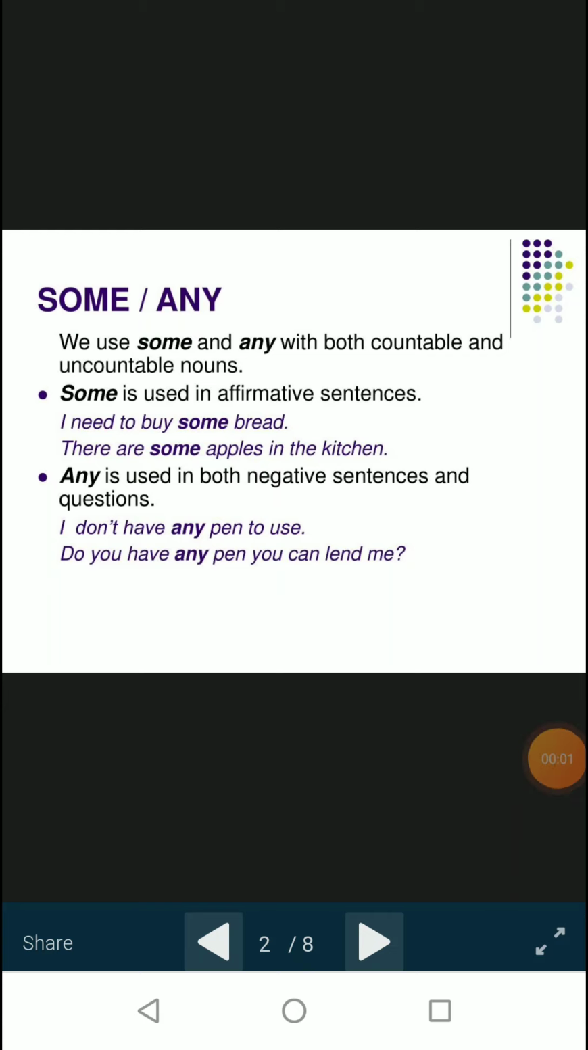Hi everyone. Today we are going to revise determiners. So let us begin with some and any.